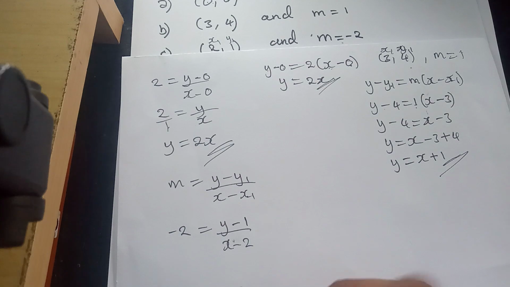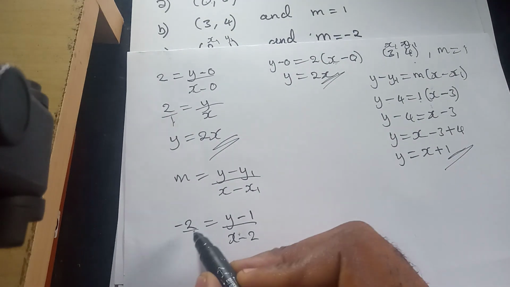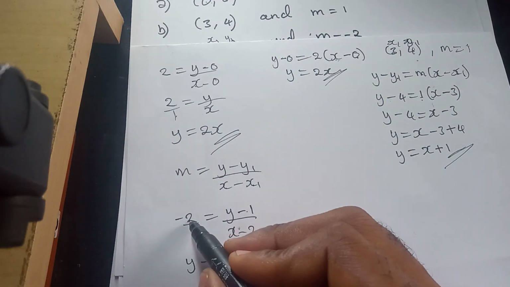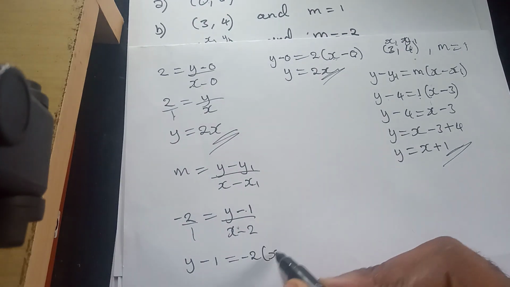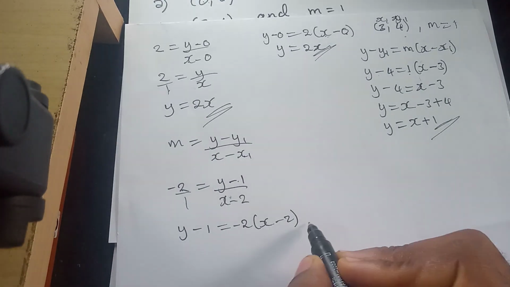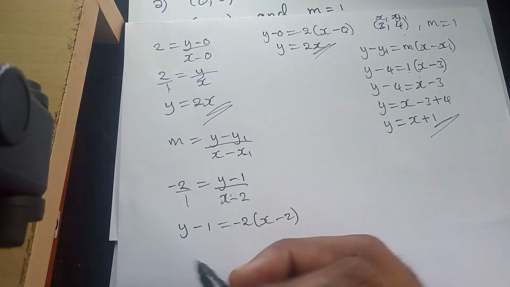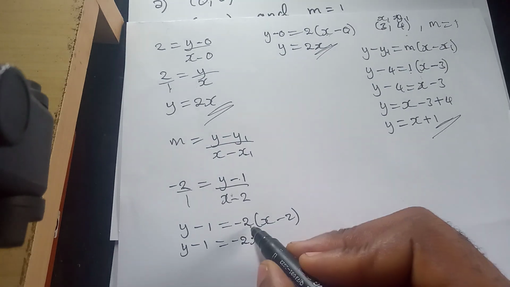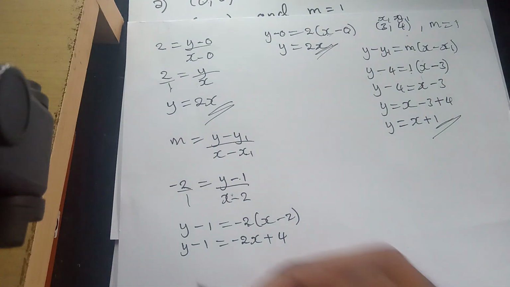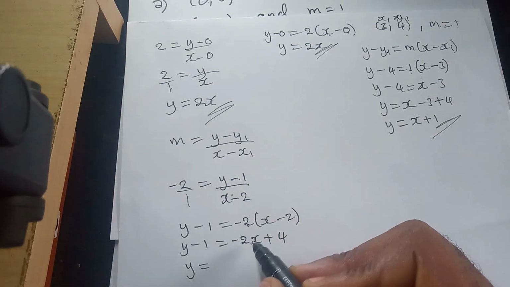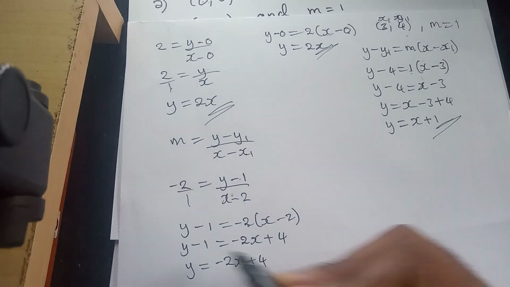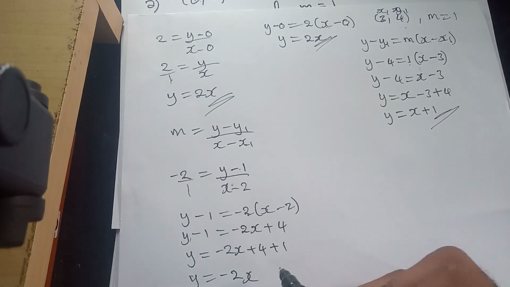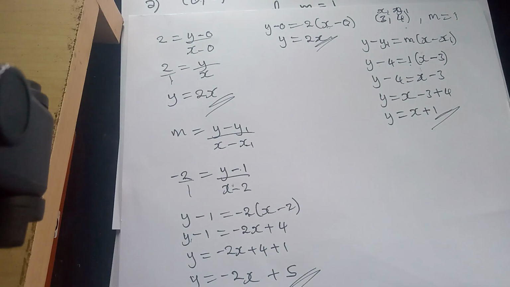So now we can just simplify and make y the subject of the formula. So you can say this times this, you have y minus 1 is equal to negative 2 multiplied by x minus 2. So make sure you write the brackets here unless you decide to multiply the numbers directly. So this times this, you have negative 2x. This times this, we have a 4. So y will be equal to negative 2x plus 4. You take the 1 to the other side, you have positive 1. Then you have the equation we are looking for.